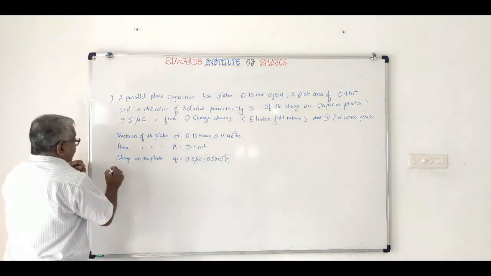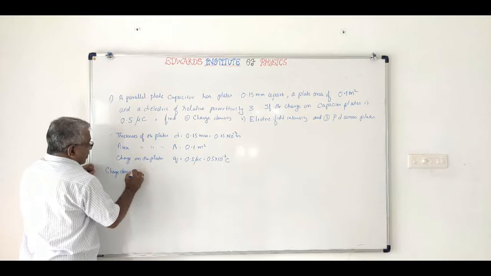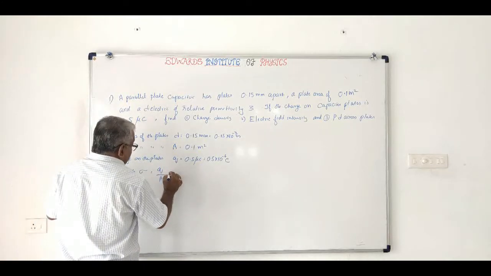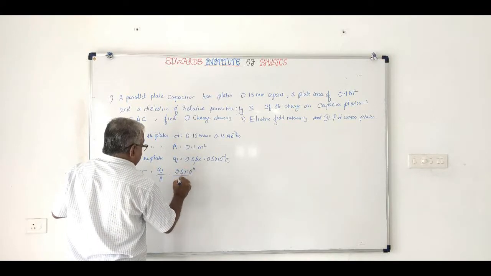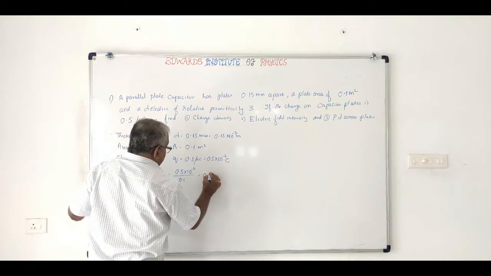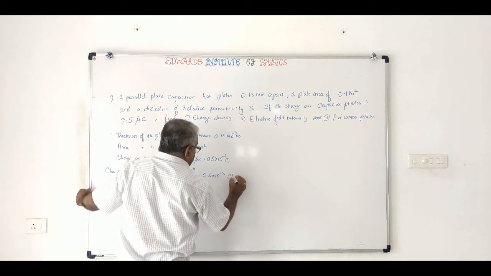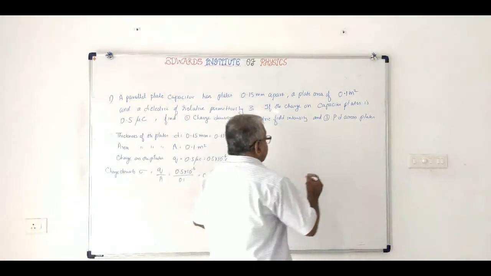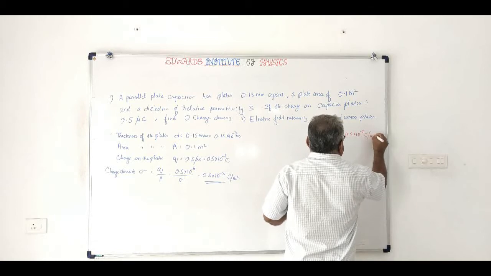Now, what is the formula for first charge density? Charge density, what is charge density? Sigma. Sigma will be equal to Q by A. It's a very simple problem. So that will be equal to, what is Q? 0.5 into 10 raised to minus 6 by area is 0.1 meter square, that is equal to 0.5 into 10 raised to minus 5 coulomb per meter square. So this is the first answer. The first answer is 0.5 into 10 raised to minus 5 coulomb per meter square.